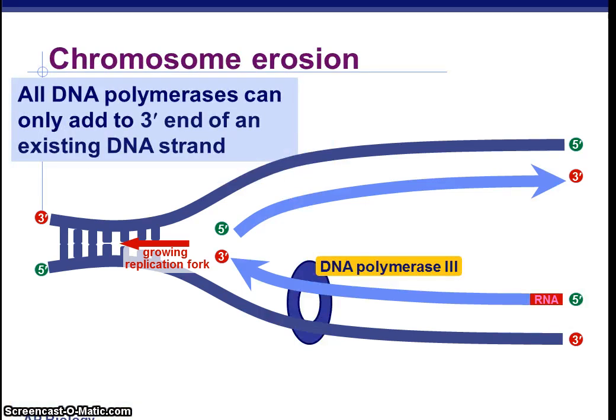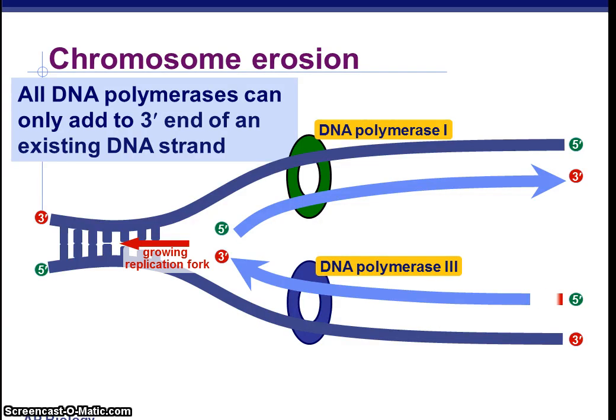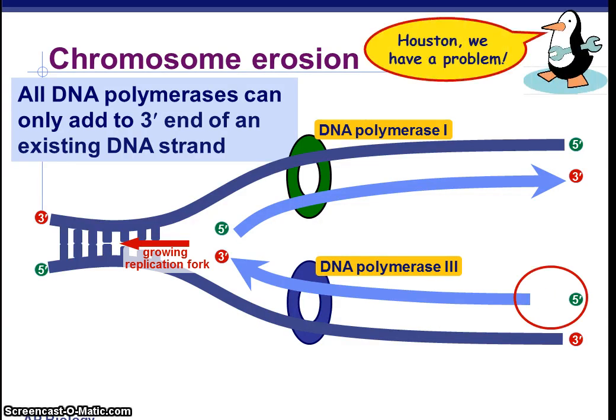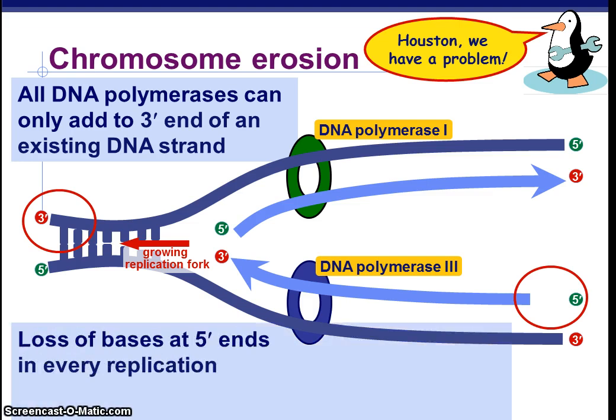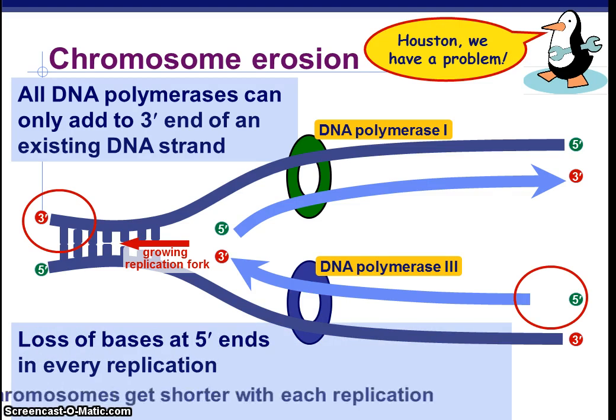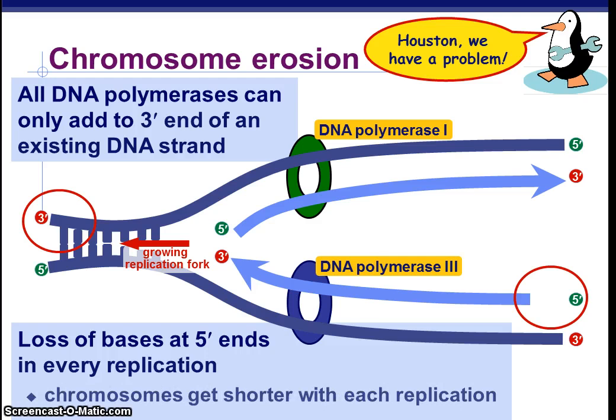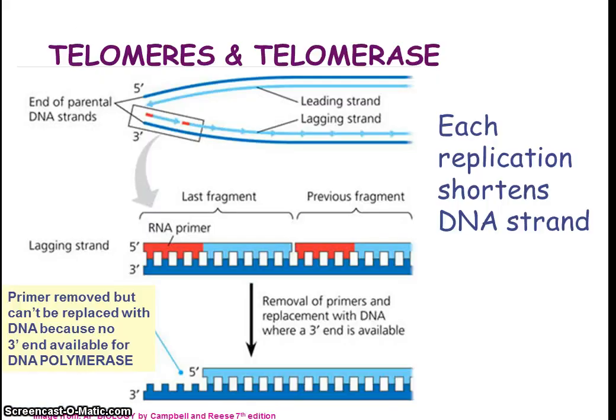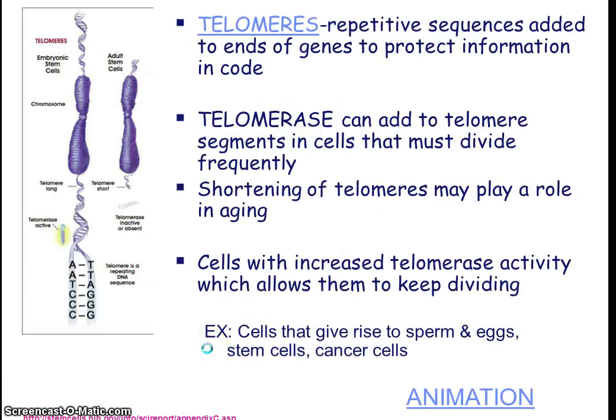There's some RNA there. All the DNA polymerases slowly go there. So that part gets in, and we have an issue. So there's a loss of bases at the 5' end in every replication. Your chromosomes get shorter each time you replicate. So is there a limit to how many cell divisions you can get? We have found that there's things called telomeres. And so the primer can be removed, but it's not replaced because there's nowhere for it to go.